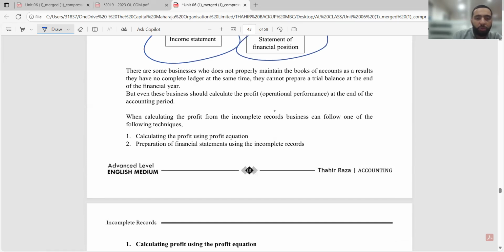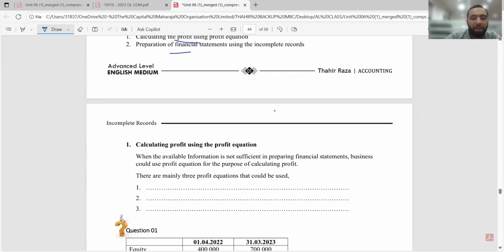There are some businesses which do not properly maintain the books of accounts. As a result, they have no complete ledger and cannot prepare a trial balance at the end of the financial year. But even these businesses should calculate the profit at the end of the accounting period. When calculating the profit from incomplete records, a business can follow one of the following techniques: calculate the profit using the profit equation, or prepare the financial statements using the incomplete records.